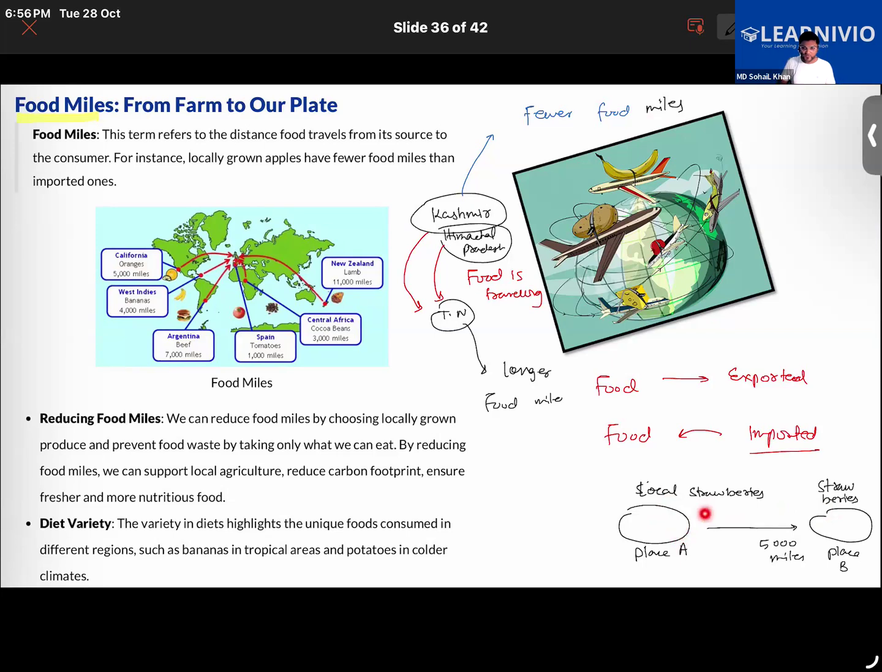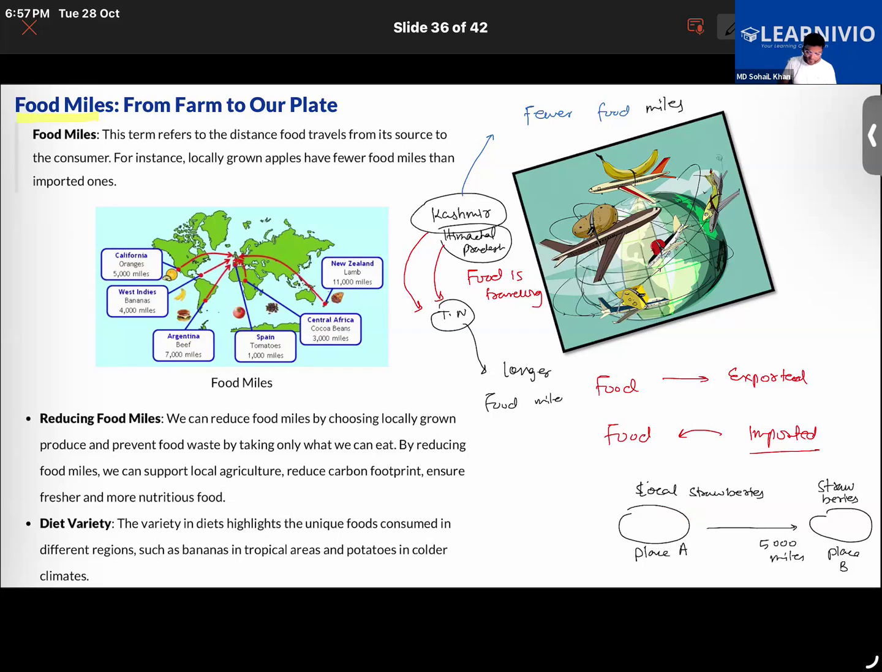So instead of importing this strawberry which is growing 5,000 miles away from my place in a different place, I will be choosing the local strawberry. So that will reduce the journey that the food will have to travel. Getting it? So food miles can be reduced in this manner. So it will actually help the local farmers also.